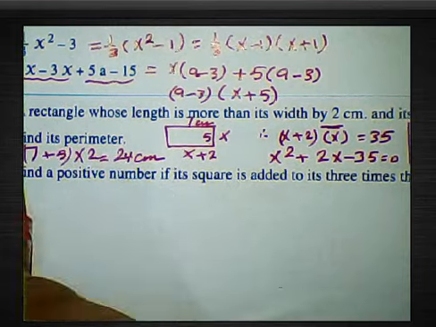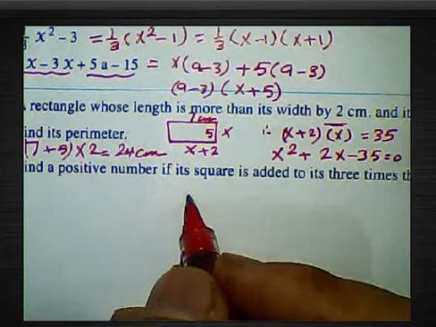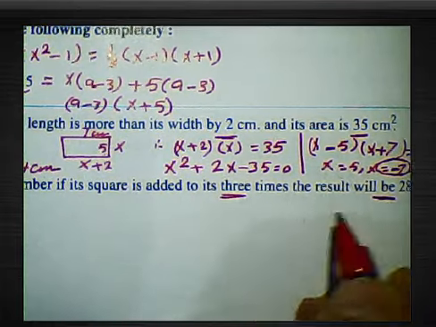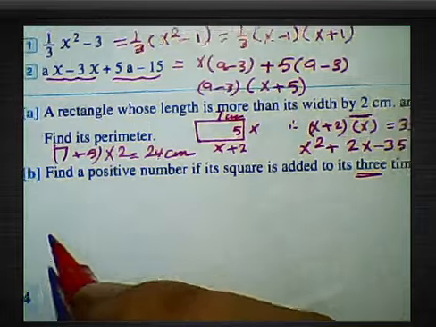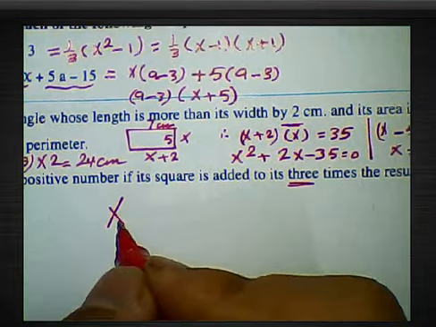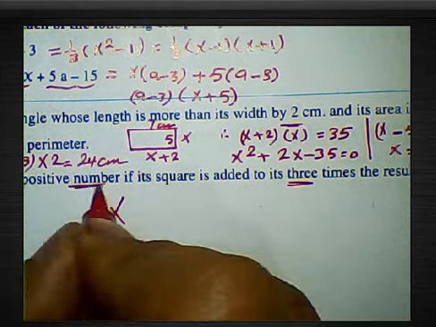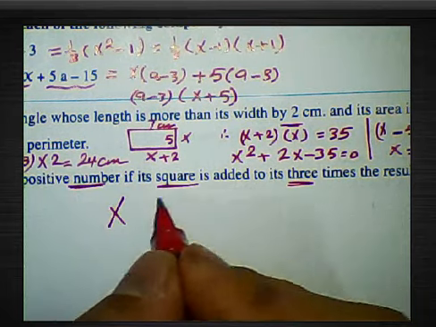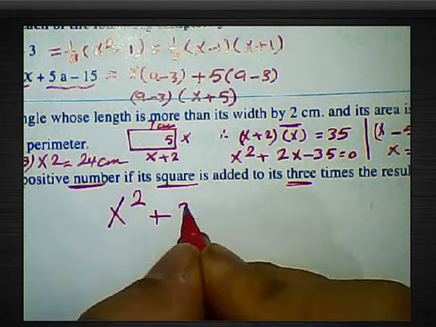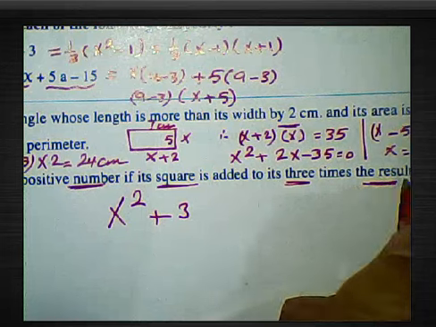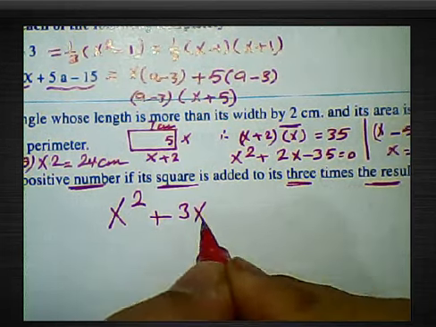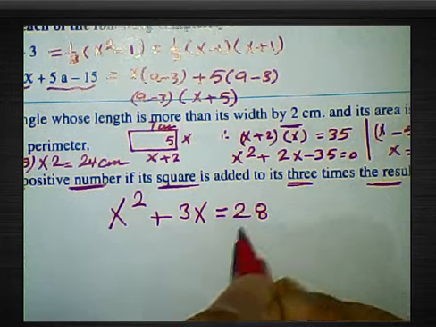Question letter B. Find a positive number if its square added to 3 times the number, the result will be 28. He asks about what? A positive number. Let the number be x and its square will be x power 2. If we add it to 3 times it, the result will be 28.